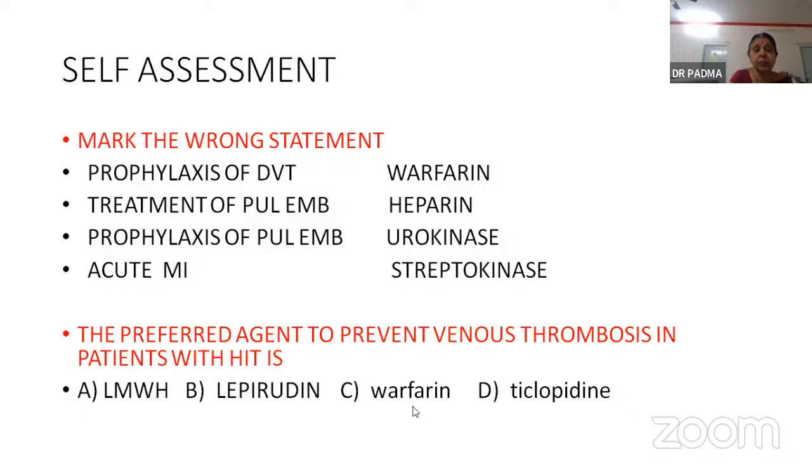The second question is the preferred agent to prevent venous thrombosis in a patient with HIT, heparin-induced thrombocytopenia: low molecular weight heparin, lepirudin, warfarin, ticlopidine. Low molecular weight heparin we normally use for deep vein thrombosis. Warfarin, an oral anticoagulant, normally we use for prophylaxis. Ticlopidine never used because of neutropenia. So the leftover is all heparinoids, that is lepirudin, bivalirudin, etc. So lepirudin is the drug of choice to prevent venous thrombosis.